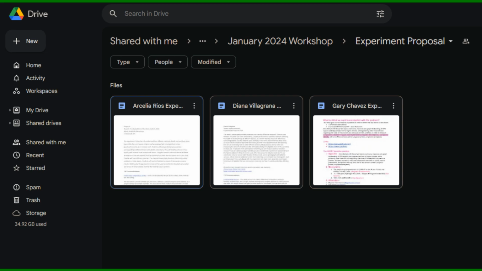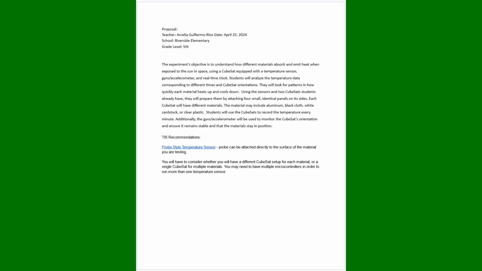So I'm going to start with Arcelia and her proposal. This is a really interesting proposal. Ultimately, it is about testing different materials to see how they absorb and emit heat when exposed to the sun in space. So this is a great type of experiment. It's not super complex. You'll definitely be able to do this type of testing with off the shelf components. I put recommendations at the bottom of each of the proposals just based on my first look at these.